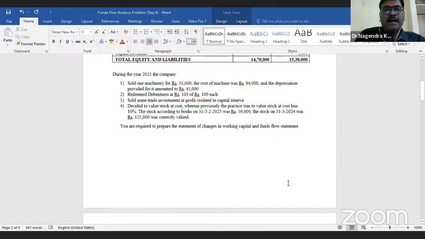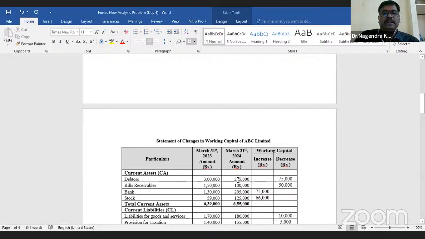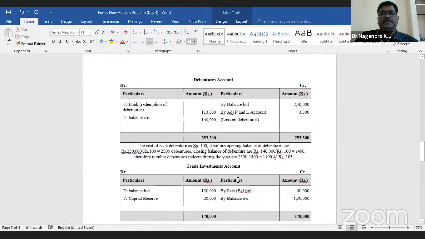Then we have another adjustment for redemption of debentures at rupees 103 of rupees 100 each. So the cost of a debenture is 100 rupees each, and we have redeemed it at a cost of rupees 103. Then we have to see how many debentures we have redeemed, and what is the profit or loss out of the redemption of debentures. Let us draw an account for debentures. The opening balance of debentures is 2,50,000, which was given in the problem, and the closing balance is 1,40,000.